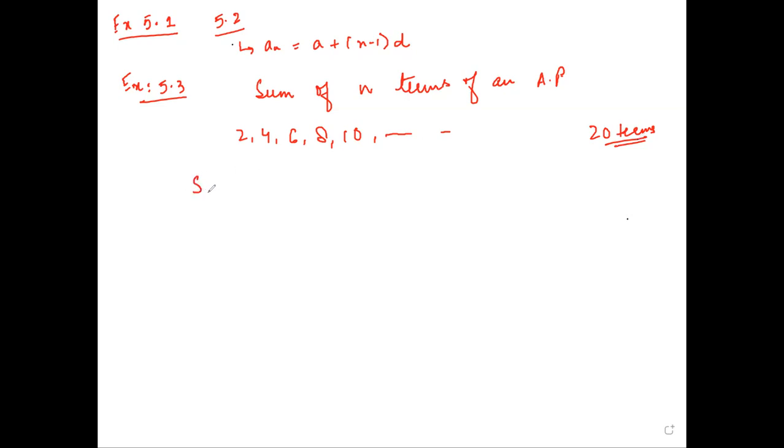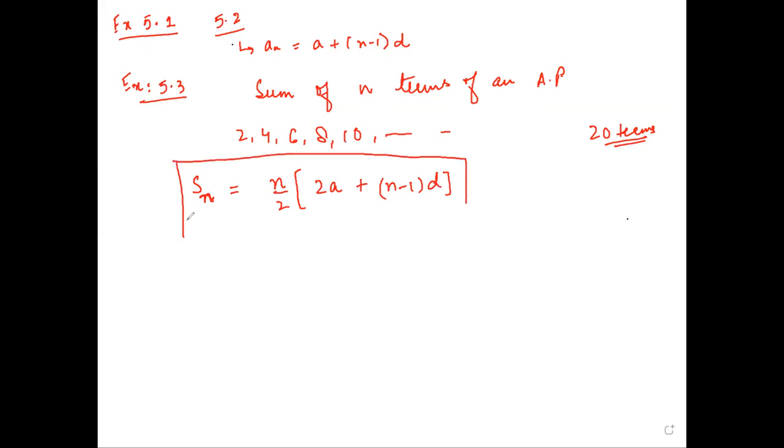We denote it by Sn, that means the sum of n terms, so n can be anything. This is equal to n divided by 2 into 2a plus n minus 1 into d. Please unmute your mic, both of you. Okay, so that's the formula. This you have to use.